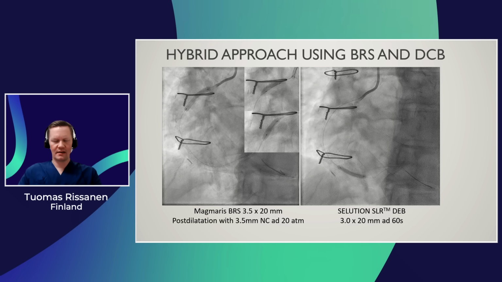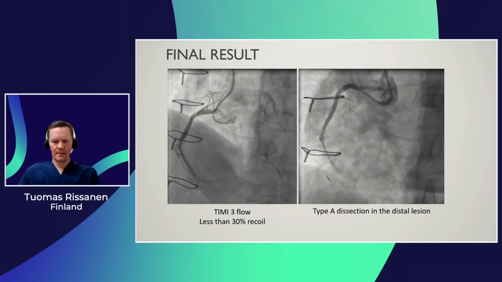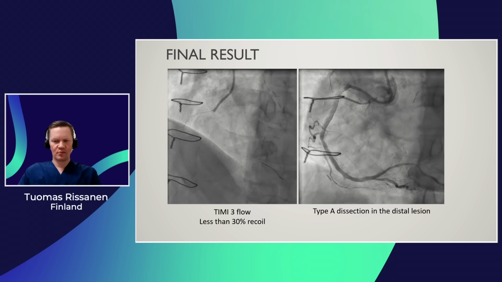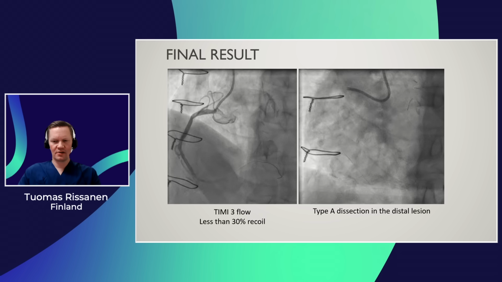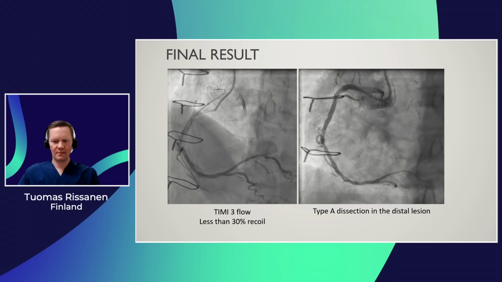So that's what we did, and in this case we used a Magmaris scaffold for the proximal lesion, followed by post-dilatation with a 3.5 NC balloon at high pressure, and a SELUTION SLR DEB 3.0/20 with 1 minute of dilatation. This kind of long dilatation also improves the balloon result itself. Then we evaluate the final result optimally from 2 clearly different angles, and the final picture without the wire, so that it doesn't seal any severe dissection.